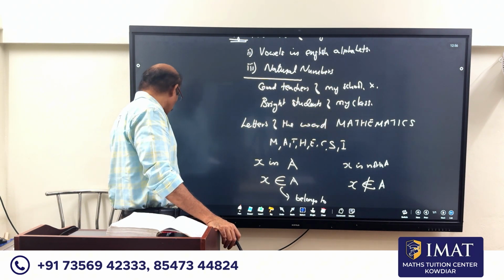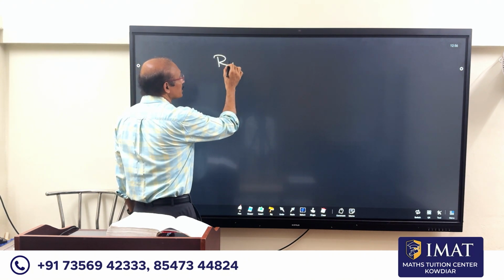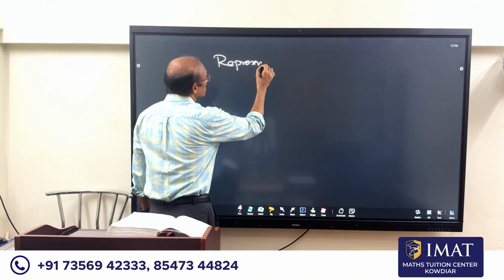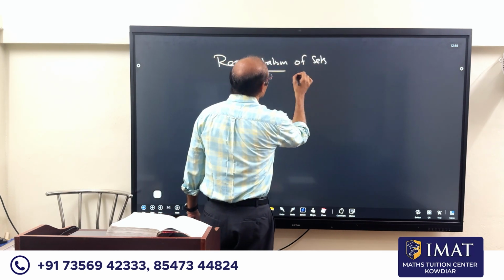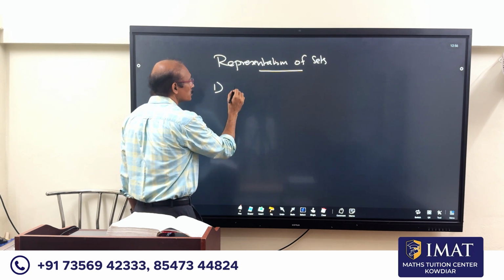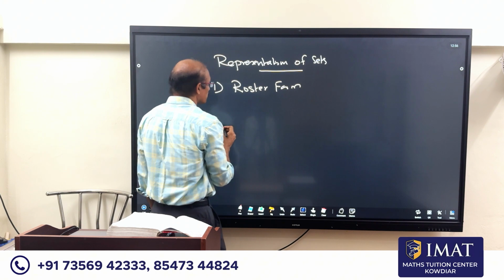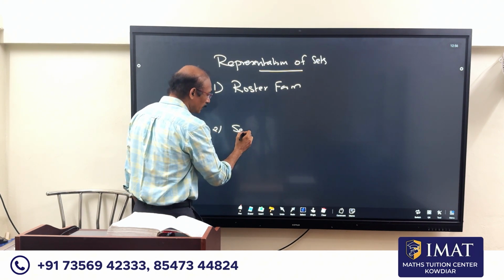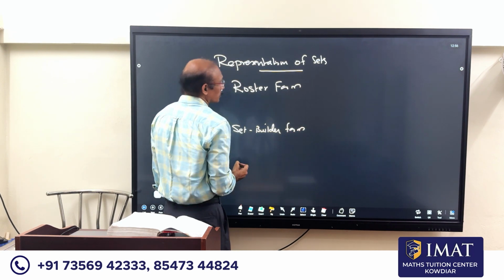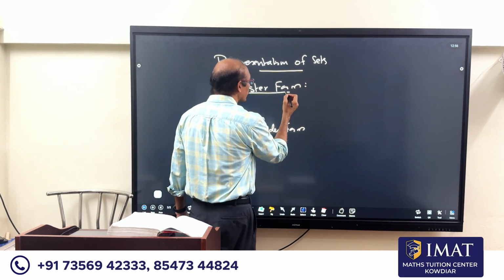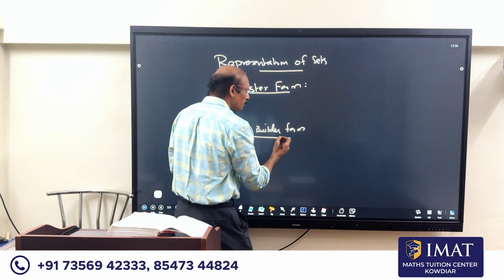Now listen here. Coming to the next point connected with sets: what are the different representations of sets? Now this is an important one. Representation of sets. Mainly, there are two representations. One is the roster form. The second one is the set builder form. So there are two representations of a set. One, you can write the set in the roster form. Two, you can write the set in the set builder form.